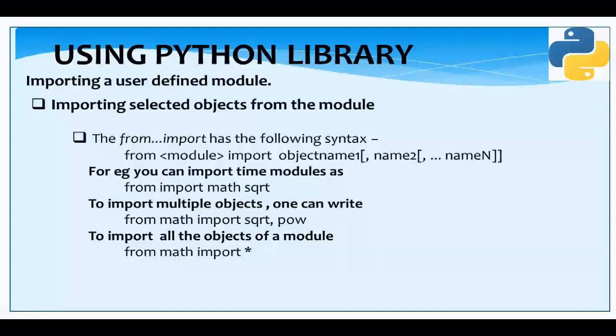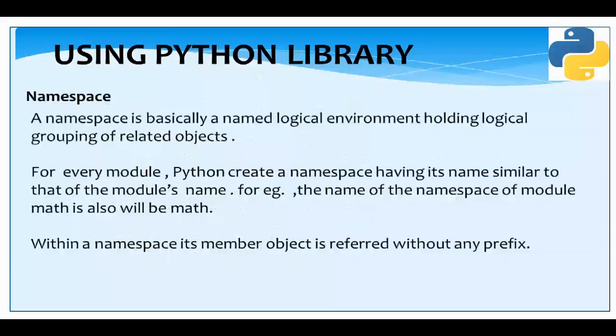Next is how we can use namespaces. Namespaces are something we are going to discuss before we see how Python processes the import module commands. A namespace is actually a logical environment holding a logical grouping of related objects. For every module, Python creates a namespace having a name similar to the module name. For example, the name of the namespace of the math module will also be math. Within a namespace, its member objects are referred to without any prefix. So whenever you use a module, you have to use the module name along with its functions, as in the Python library.